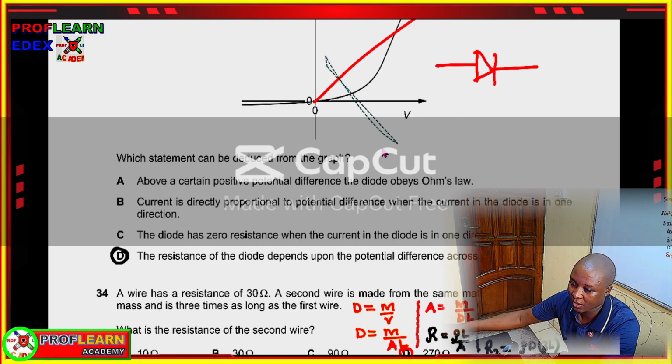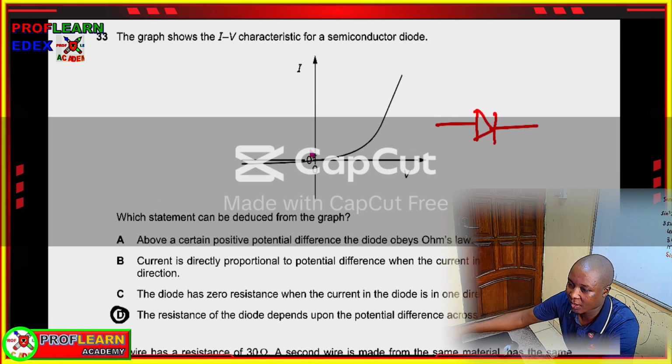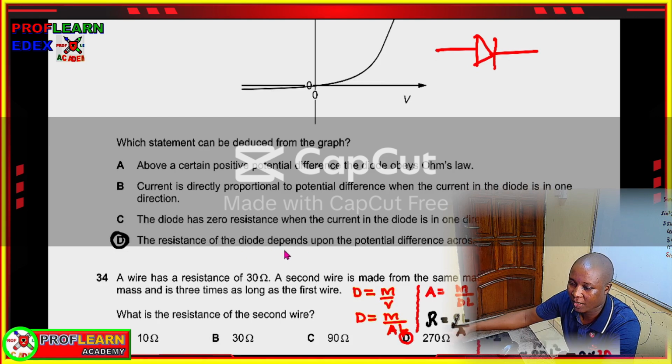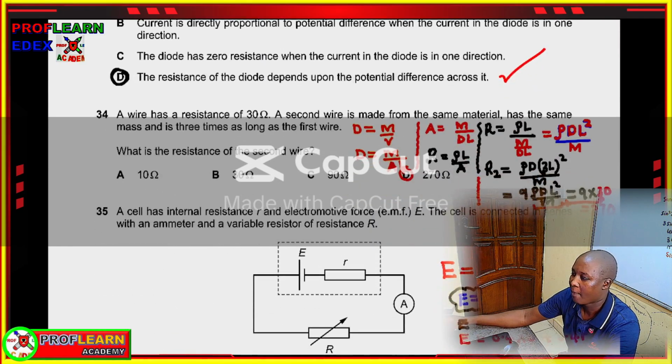The diode has zero resistance when the current is in one direction. That's not the case, because you can see here there is current in this direction. Also in the opposite direction, current can be read at a given point. So we can say the resistance of the diode depends on the potential difference across it, and that is going to be our answer, D.